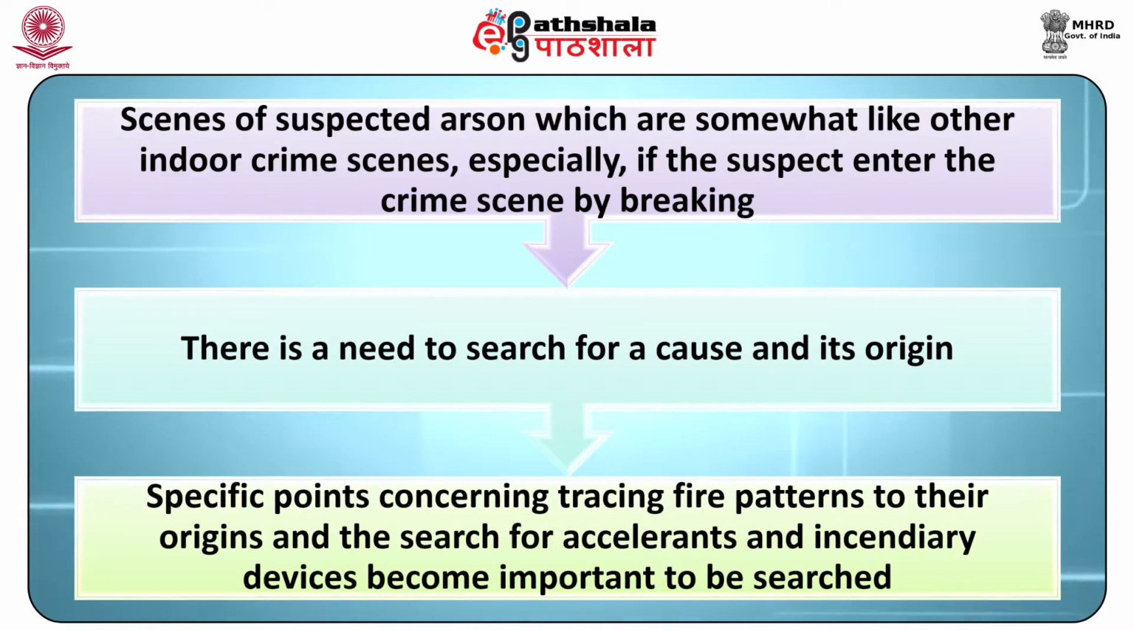For example, a scene of suspected arson is somewhat like other outdoor crime scenes, especially if the suspect entered the crime scene by breaking in. There is a need to search for the cause and its origin. Specific points concerning tracing fire patterns to their origins and the search for accelerants and incendiary devices become important for the search. It is also important and relevant to search a suspected person for useful physical evidence, particularly in sex or other crimes where contact with the victim is required to be established, so hairs and fibers should be searched.